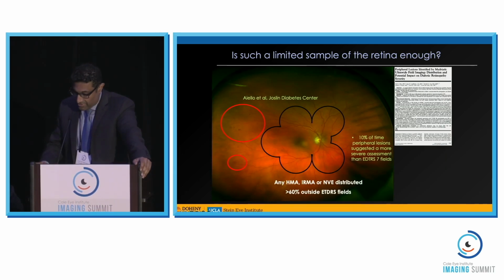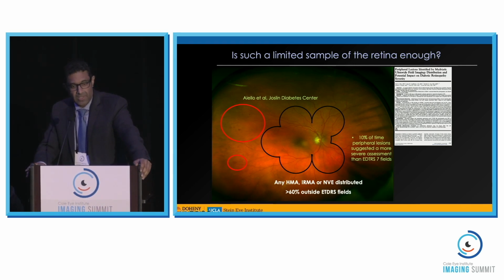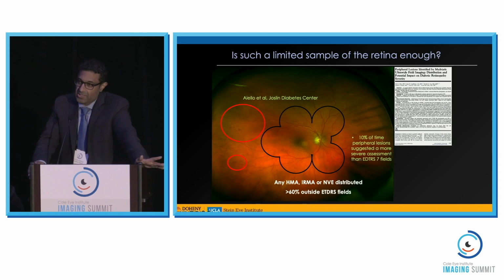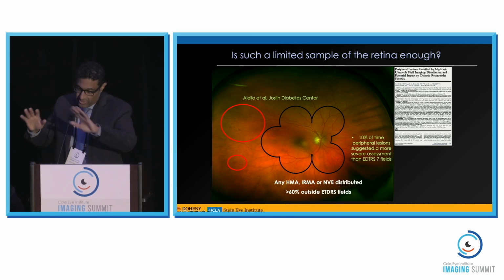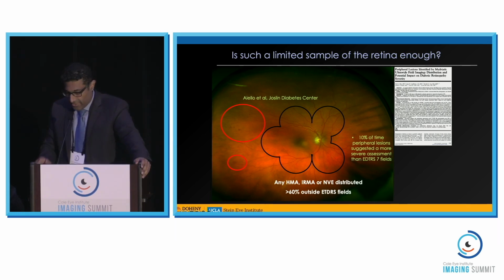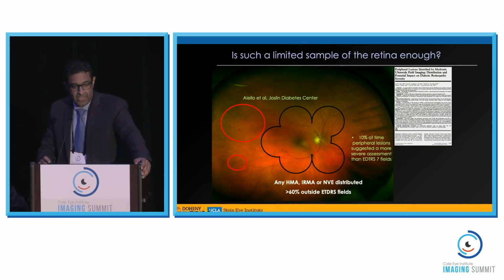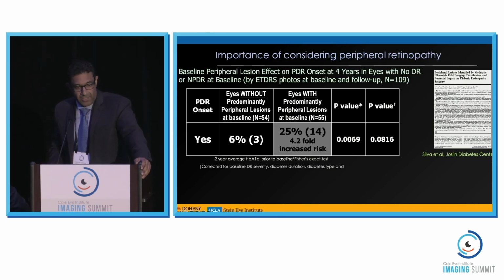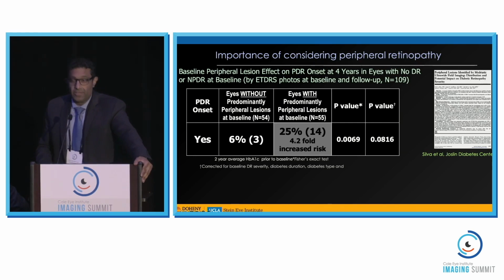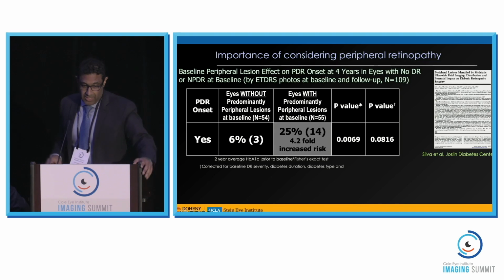Obviously there were some concerns raised by some nice work done by the Jocelyn group, where they demonstrated that if you actually considered the peripheral lesions, meaning lesions outside the 7 standard fields, that would alter the diabetic retinopathy score in many patients. In fact, they did a pilot study where they demonstrated that eyes that had, and I'll define this in more detail, this predominantly peripheral lesion concept, had a substantially higher risk for progression to proliferative disease compared to patients who didn't have predominantly peripheral lesions.